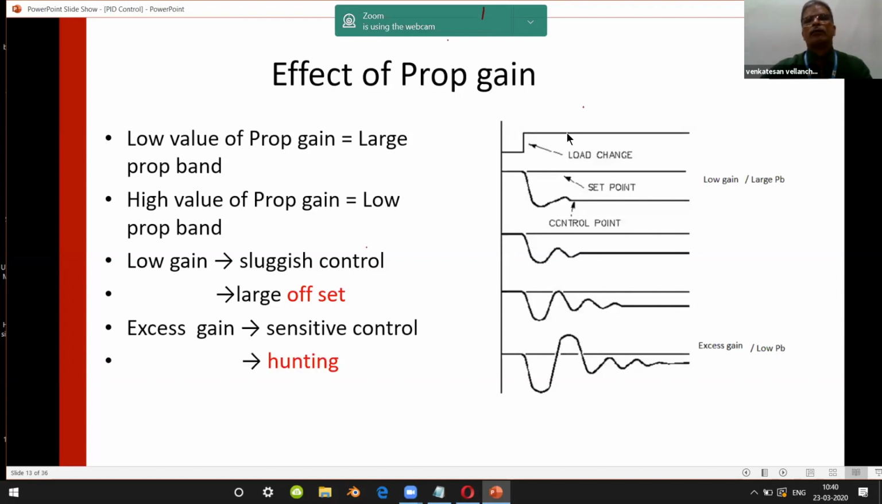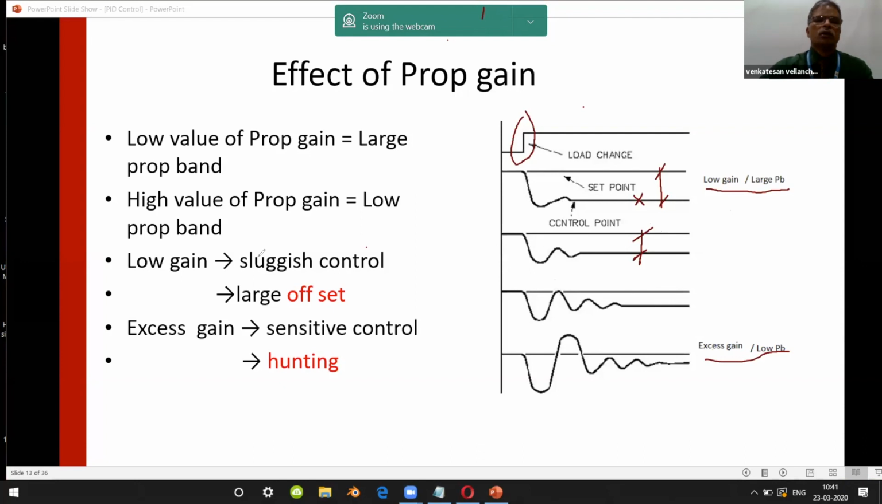So you can see on this side, here the load is changing. The load is changing like this. There is a sudden increase in demand. Then you can imagine water level goes down, it recovers, it settles down, but it settles down at a lower value. So this gap will be the offset. And this is happening because the gain is less. The same system, if I increase the proportional gain, you will still get an offset, but the offset value becomes less. Now the offset is lower. And if I increase the gain some more, the offset becomes even lower. But if the gain is excessive, then it can result in a lot of hunting.